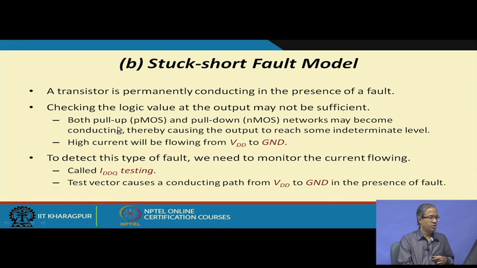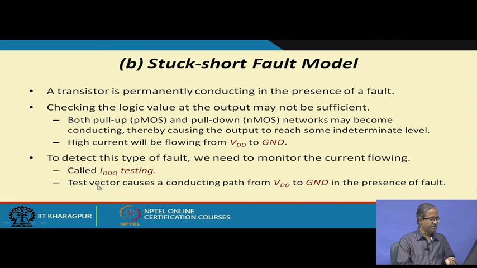So, this is the scenario here. Because of this fault, both the pull up and pull down networks may become conducting. So, the output may reach some indeterminate level between 0 and 1. But one thing is true here: because both the pull up and pull down networks are conducting, there will be a high current flowing from VDD to ground. So, to detect this kind of fault, we just cannot look at the output voltage level, rather we monitor the current. This is sometimes called IDDQ testing. We measure the current flowing from VDD to ground.